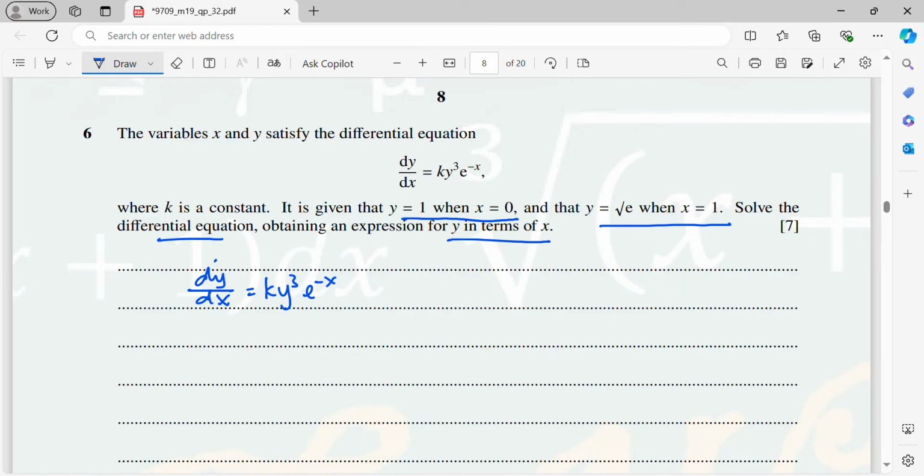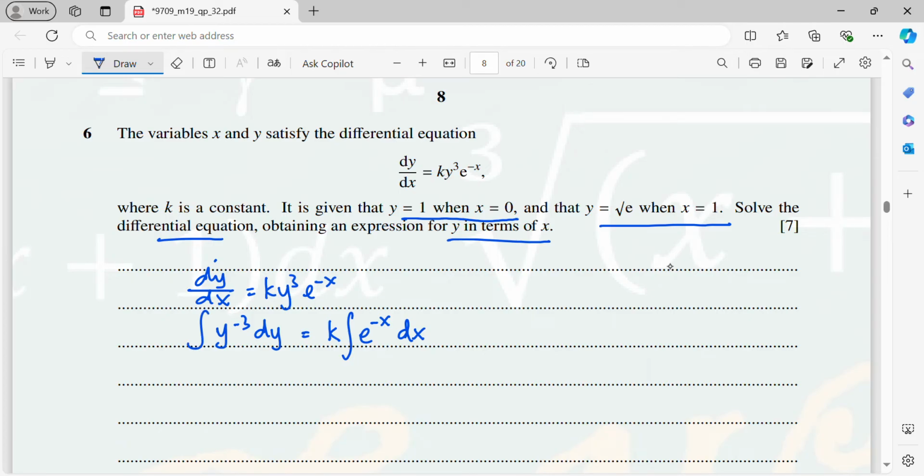So now the dy is in the numerator, therefore I will keep all the y on the left side. So the y cubed, when you move it to the left side, it will be y to the power of negative 3. And then the rest, the k is a constant, so I can just keep it on the right side and move up the dx. So once you have separated the variables, you need to integrate both sides.